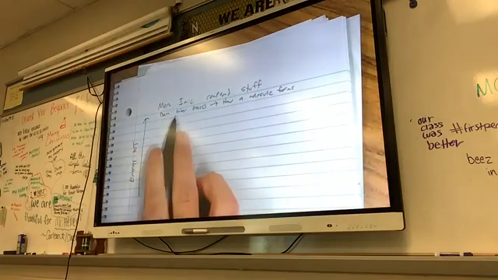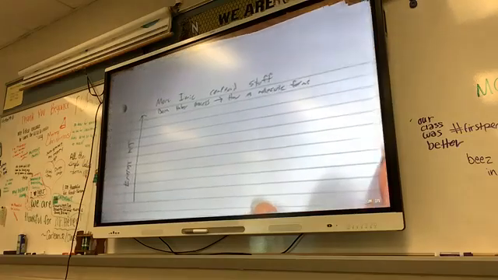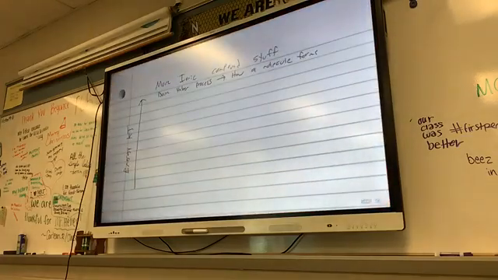Born-Haber process. B-O-R-N, H-A-B-E-R. I'm using a very fine tip pen today, which is making it difficult to write with decent handwriting.